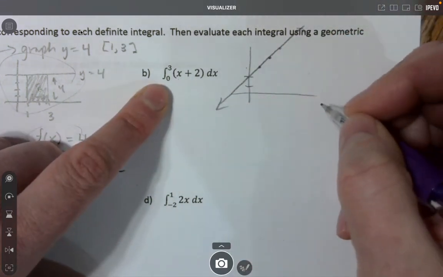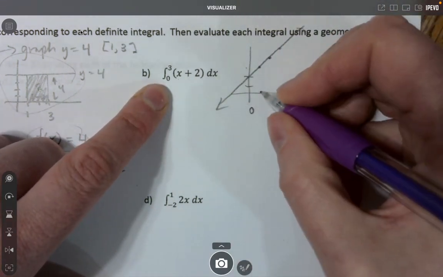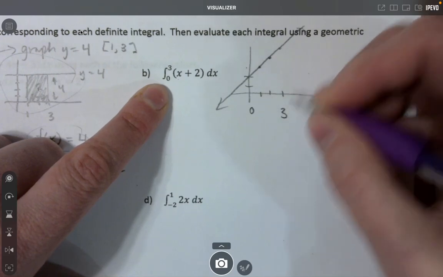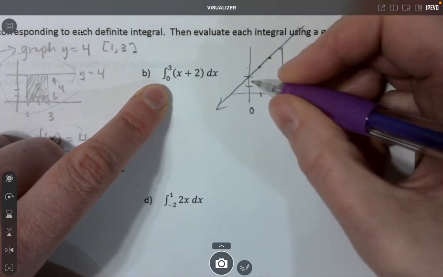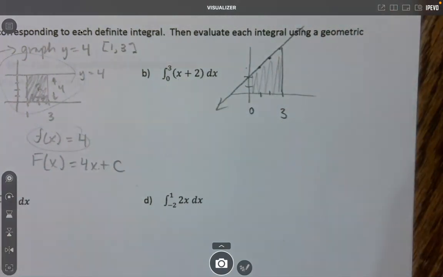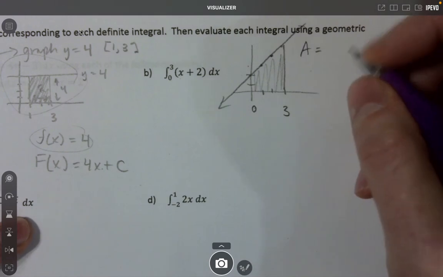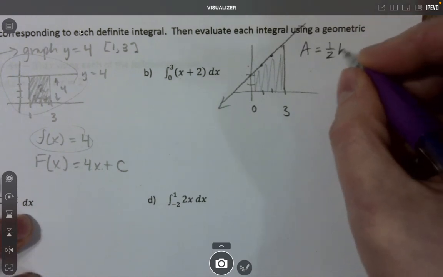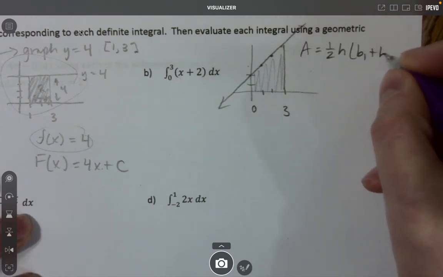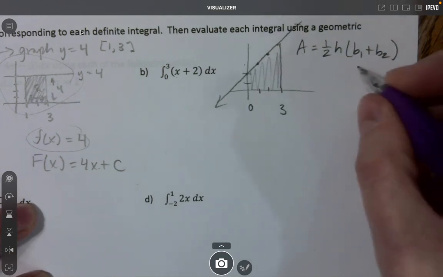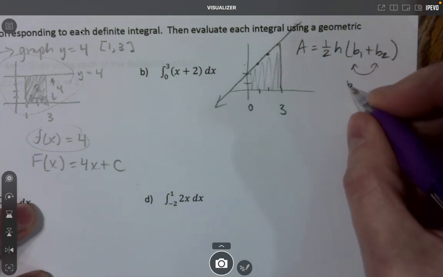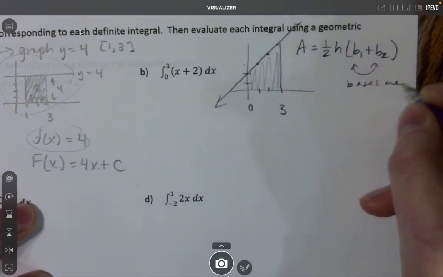And I want this from 0 to 3. So here's 0, 1, 2, 3. And I've got a different kind of shape this time. Before I had a rectangle, which was pretty easy. This one I've got a trapezoid. So to review, the area of a trapezoid is 1/2 the height times base 1 plus base 2. And base 1 and base 2 are parallel. Bases are parallel.